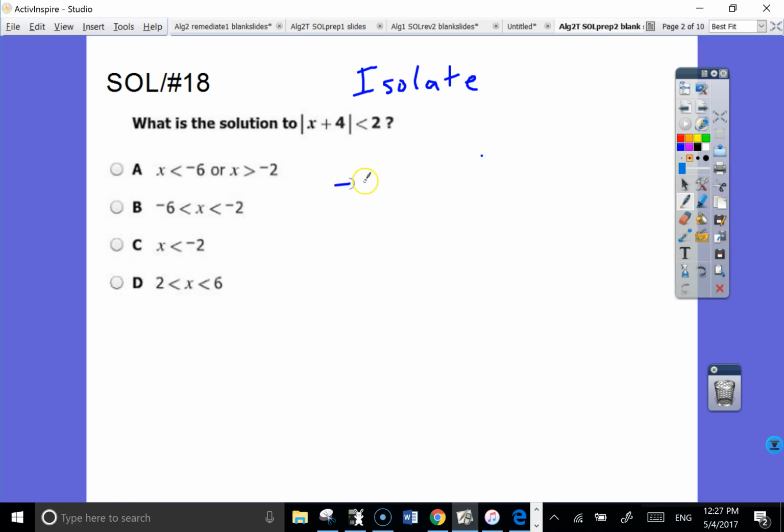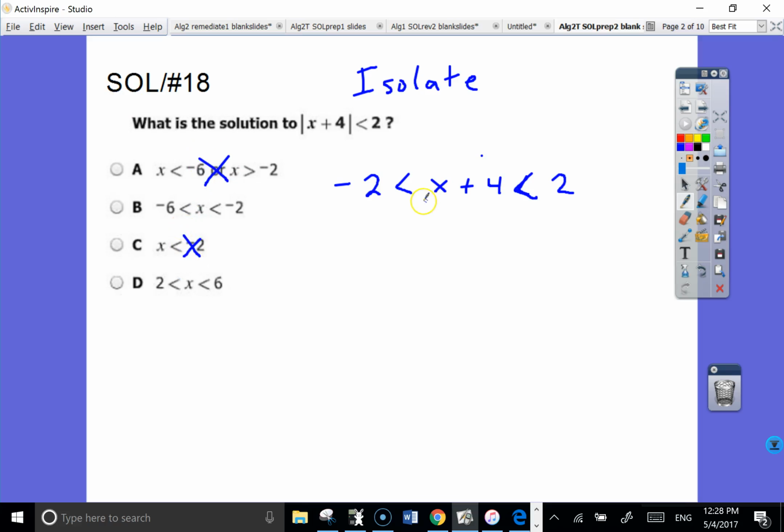Okay. Hannah says -2 less than x plus 4 less than 2. What's that called? Just describe it. What is it? It's a 3-part inequality. Right? That's how you do absolute value less than. So you could see that among the possibilities over here, 2 of them have a solution that is a 3-part inequality, and 2 of them are not. So those are not going to be the answers.